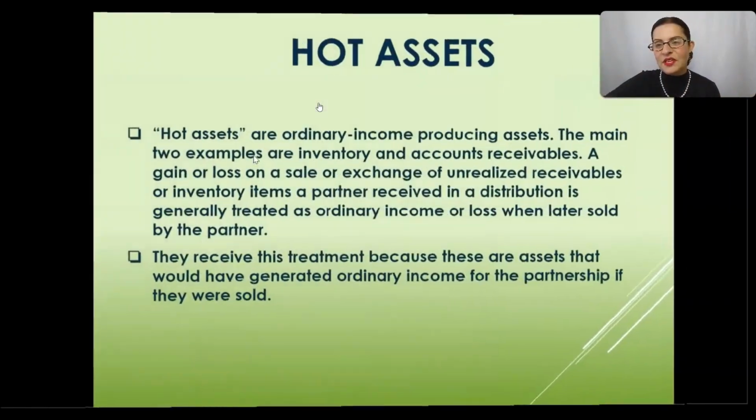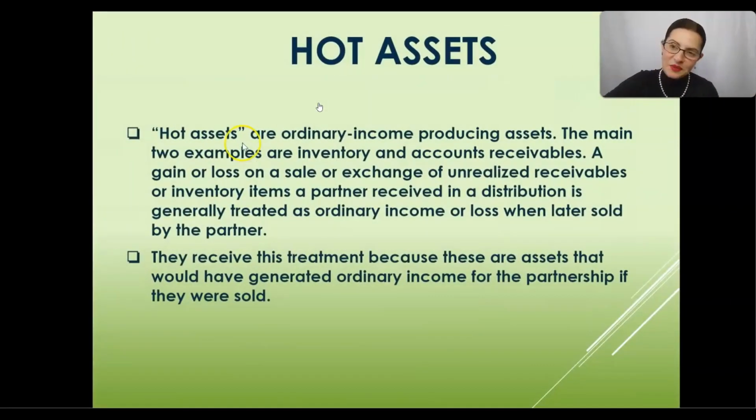Hot assets. You need to know what these are and the relationship that hot assets have to partnership taxation. These are ordinary income producing assets when held by a partnership. The main two examples are inventory and accounts receivables. A gain or loss on a sale or exchange of unrealized receivables or inventory items a partner received in a distribution is generally treated as ordinary income or loss when later sold by the partner.